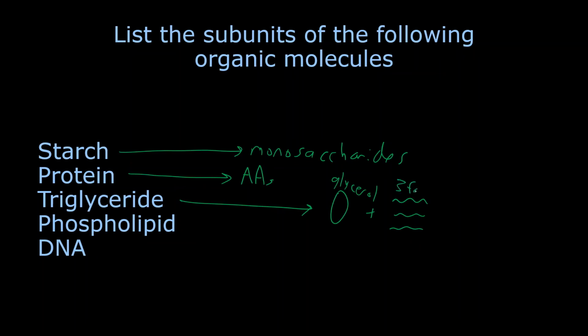I'll just put 3FA. Phospholipid is similar to a triglyceride, but it has a head and only 2 tails, and then a special phosphate head stuck on top. So it's made of a glycerol head with a phosphate head and 2 fatty acid tails. And then DNA is simply made of nucleotides. All right, so there are the building blocks of these major organic molecules.